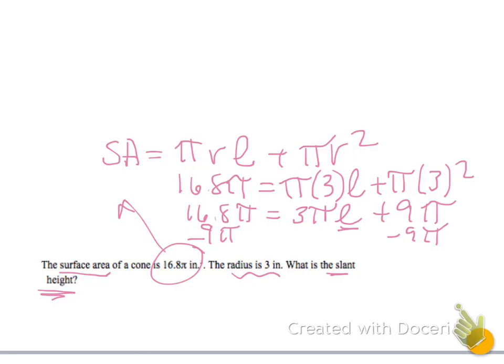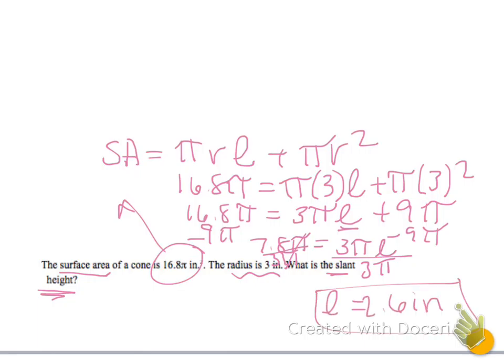So 16.8 minus 9, we have 7.8 pi equals 3 pi times your slant. Let's go ahead and divide by 3 pi. So my pi's will cancel, so all I need is 7.8 divided by 3. So my slant is going to be 2.6, and we're going to label it inches because we're talking about a certain height.